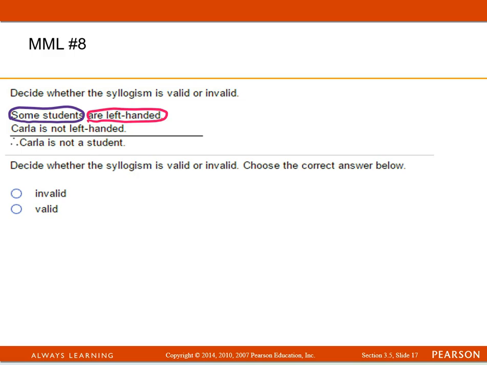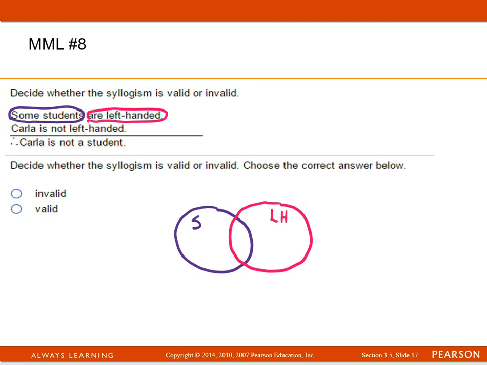Okay, so this is a some situation. This will be S for students, and since some of the students are left-handed, and this will be LH, my left-handed people, they're going to overlap. So some students are left-handed.